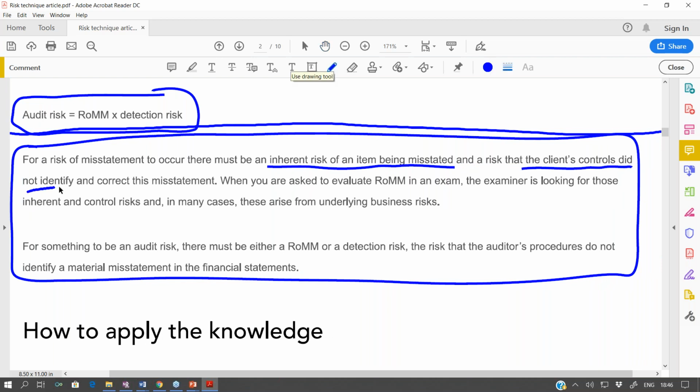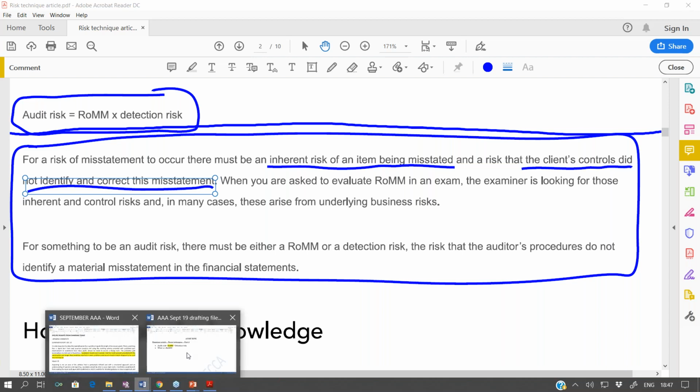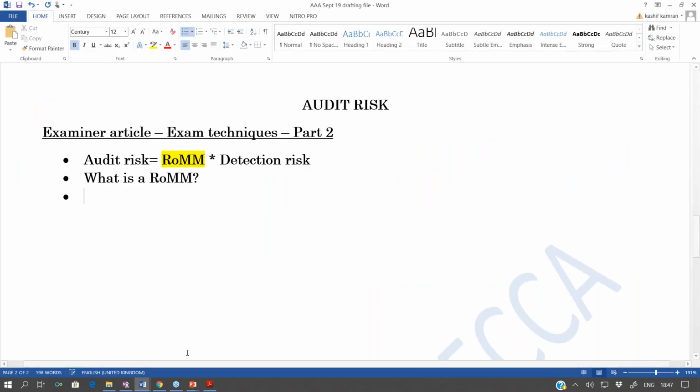So that means for a risk of material misstatement to occur, there must be two things. Number one, there must be an inherent risk of an item being misstated, and then the client controls did not identify and correct the misstatement. Now, let's put that back again on the word file. That means what is in the risk of material misstatement? One, the inherent risk, and secondly, being the control risk. The two combined together become a risk of material misstatement.